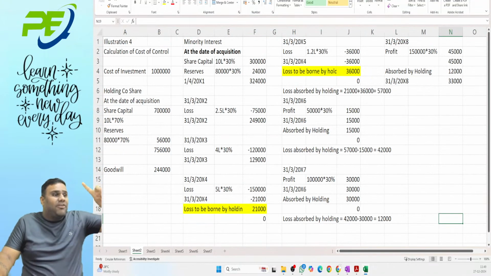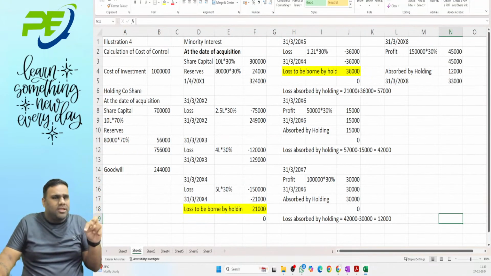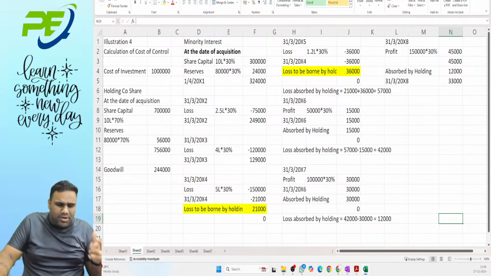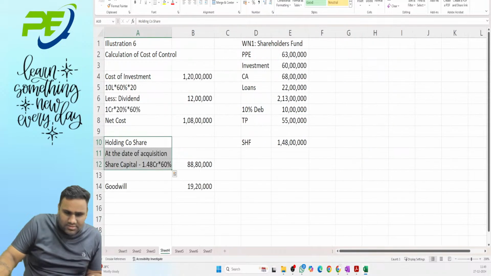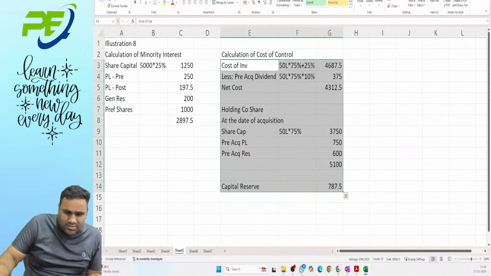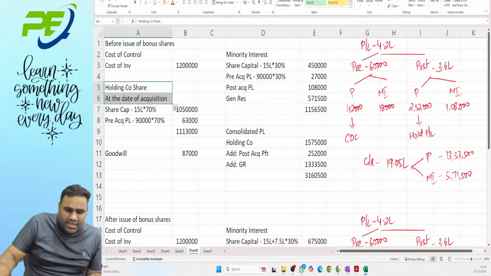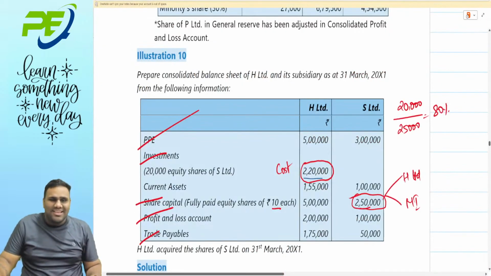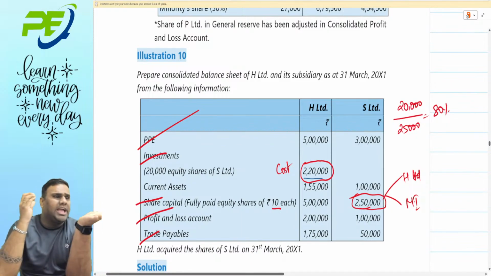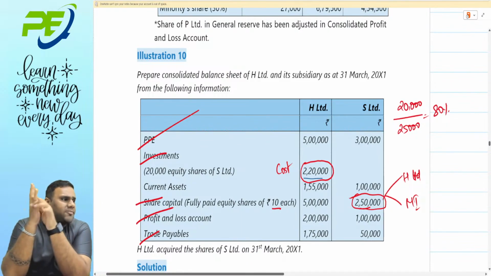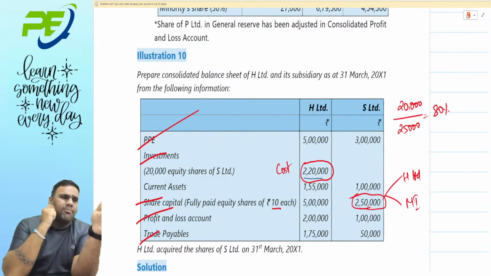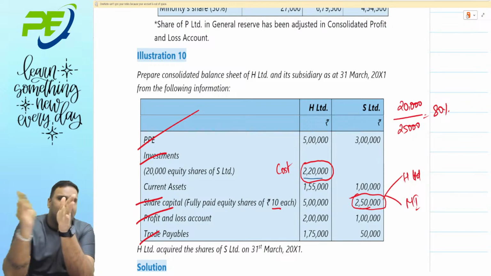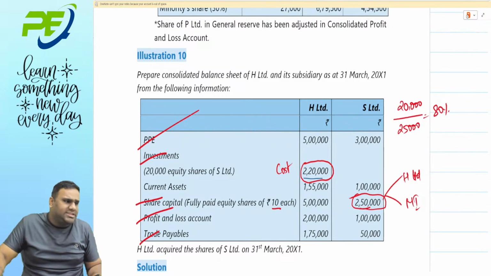I think the first problem. First or second problem. Check. Not there. So with holding company, we add subsidiaries reserve. First problem. With holding companies reserve, we add subsidiary reserve only to the extent of holding company share.